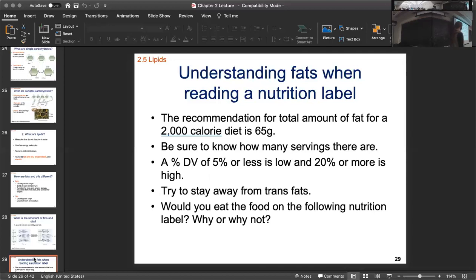A percentage of the daily value, so this is daily value, of 5% or less is low and 20% or more is high, okay? So it's saying of that 65 grams, if you have less than 5% of that 65 grams, it's not enough fat in your diet. But if you have 20% more than that 65 grams, probably too much fat. You ate the whole box of Cheez-Its, okay? That's probably too much. Try to stay away from trans fat.